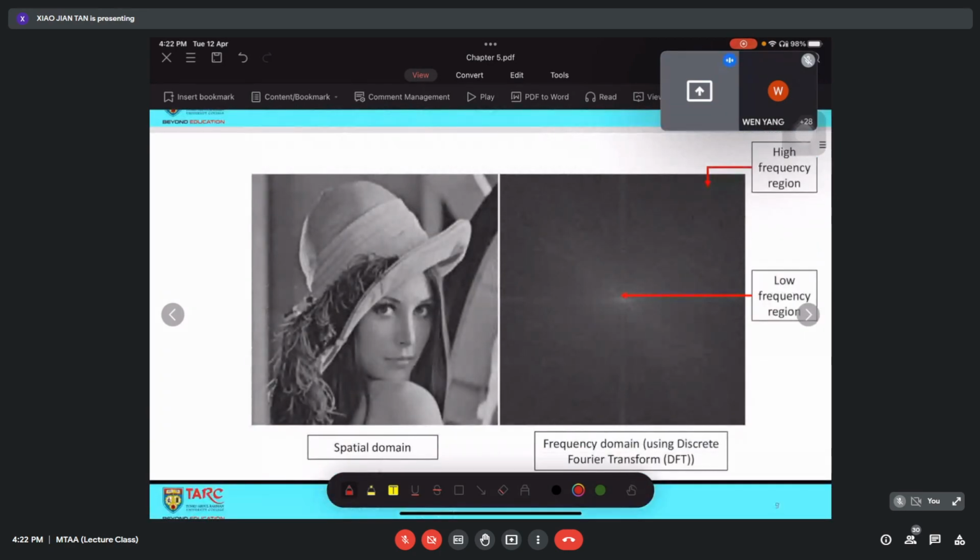So this would be the spatial domain, and this is the frequency domain. This is one of the images that shows the high frequency region and low frequency region. I explained this last time. Basically the low frequency is concentrated in the center. Of course there is no clear cut over here: this is high frequency, this is low frequency.